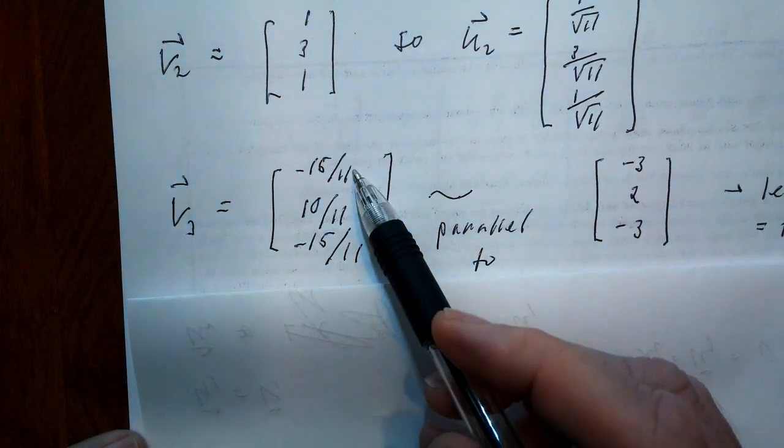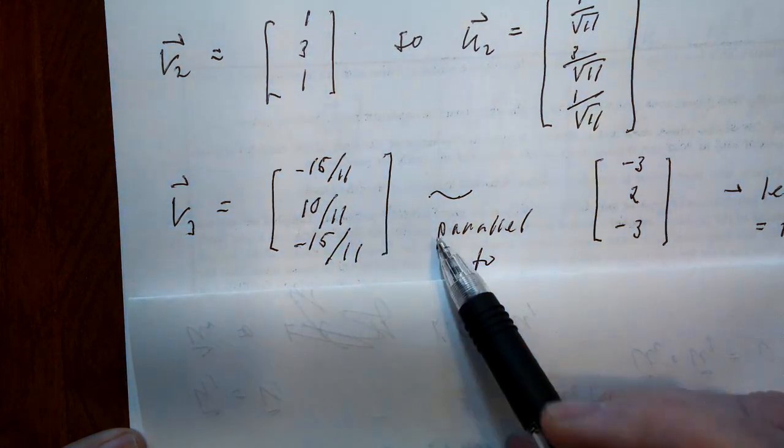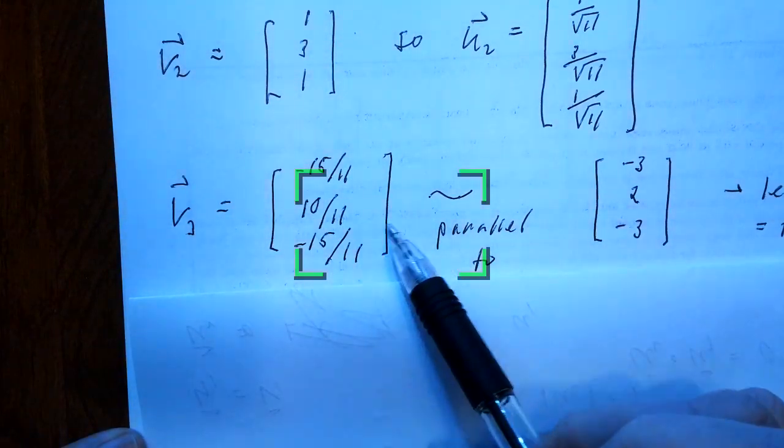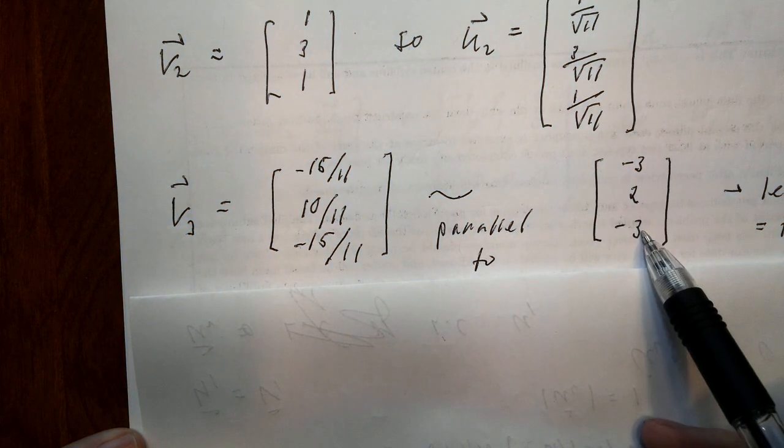Now let's take a look at that third vector, V3, minus 15 elevenths, 10 elevenths, minus 15 elevenths. We don't want to calculate the length of this vector, but if we look at what's happening, this is actually a vector parallel to minus 3, 2, minus 3.